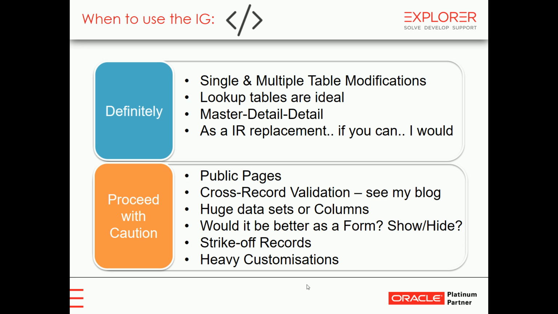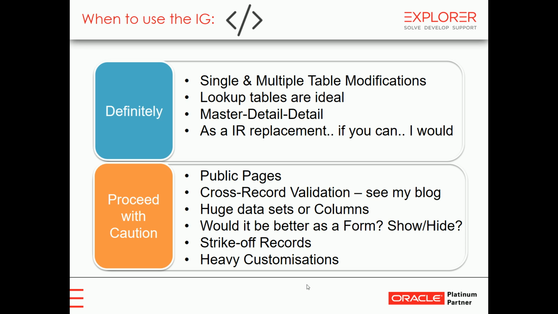Any type of cross-record validation. Now I've got a blog for this. When would you want to use cross-record validation? If you want to ensure that, for example, you've got a user table, you've only got one admin or at least one admin, or, for example, you're checking for duplicates that the user might have added. If you want to do any of that cross-record validation, that's firmly in the tricky area. That's quite hard to do, but not impossible with the APIs.